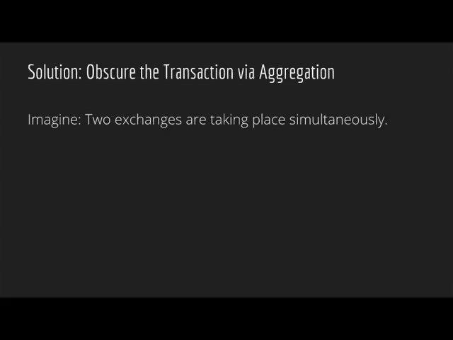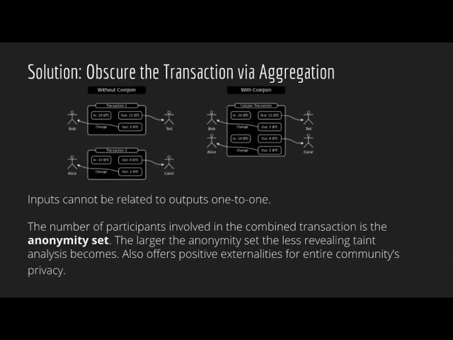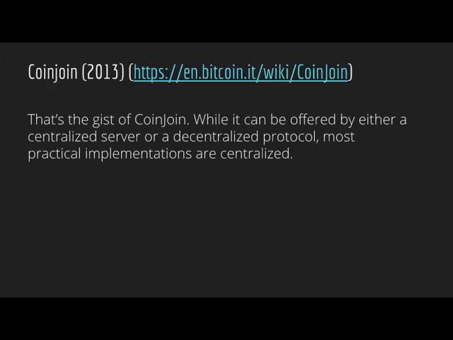So a solution to this is to obscure the transaction via aggregation. Imagine there are two exchanges taking place simultaneously, and both parties benefit from heightened security, heightened privacy. So why don't they aggregate together? And that's precisely what is done with CoinJoin, in which if they join transactions together, you are able to increase the anonymity set that collectively obscures these relationships between inputs and outputs. And this can offer a lot of positive externalities for the privacy of the entire community, which is good. So that is CoinJoin.